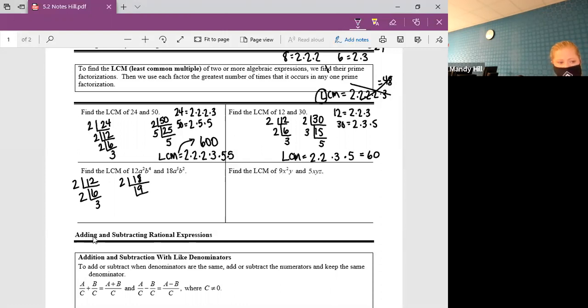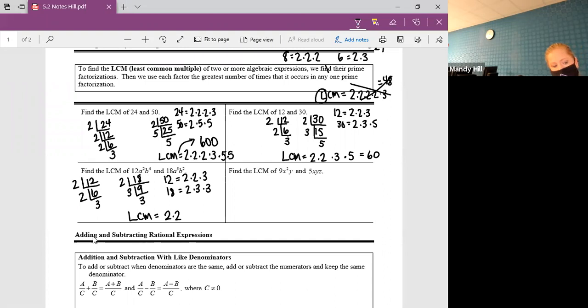2 won't go into 9, but 3 will. So I move up to my next prime number, and then 3 is prime, so I can stop there. So if I'm looking at 12, which we know is 2 times 2 times 3, and 18, which is 2 times 3 times 3, on the number part of this, I'm looking at my 2's. I've got 2 2's and 1 2. So the 2 would win, right? If this is listed more, we would list both of those 2's.